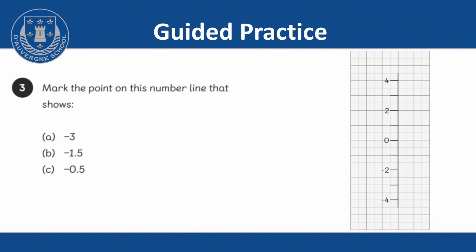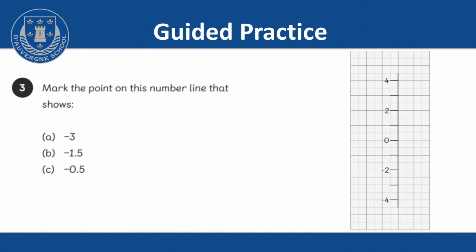That's absolutely correct. Well done to those of you who knew that it would be on the interval that is unmarked between the minus 2 and the minus 4. That is exactly where minus 3 will go. Now for B, we need to find minus 1.5. Okay, so now we're dealing with half a number.